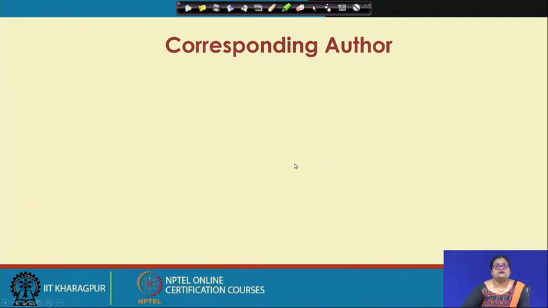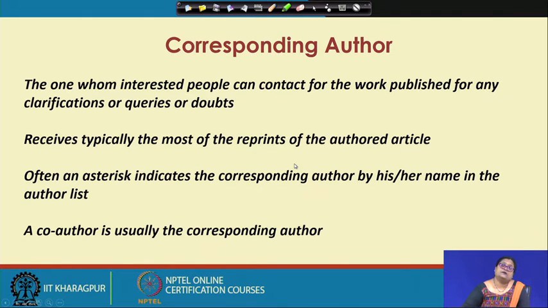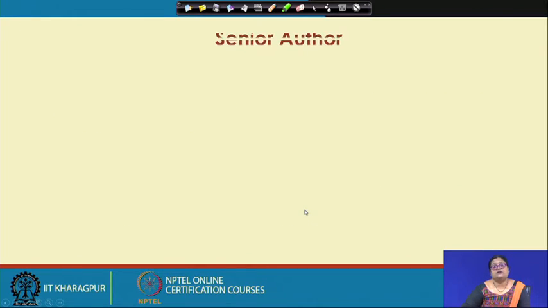Sometimes the submitting author is the lead author. The corresponding author is the one whom interested people can contact for any clarifications, queries or doubts about the published work. This author typically receives most of the reprints of the authored article. Often an asterisk indicates the corresponding author by his or her name in the author list. A co-author is usually the corresponding author.